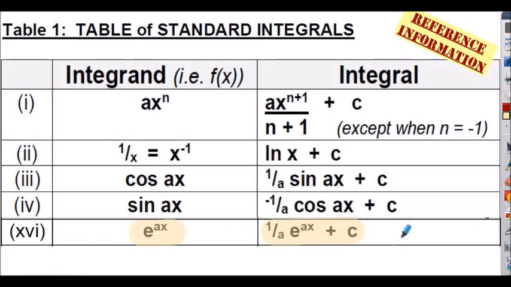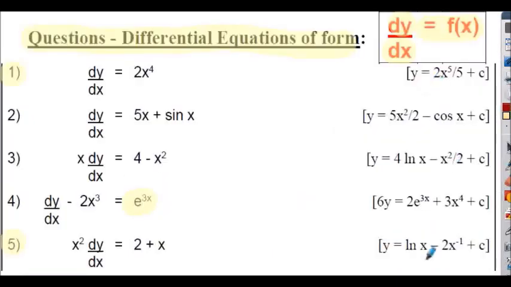Again, we've reviewed exponential functions in previous presentations, and also integration using the exponential function. Note the integral is 1 upon a multiplied by e to the ax, but that can be written as e to the ax divided by a, as shown here. The final solutions to all questions are shown on the right hand side. Notice these are all general solutions because they all contain a constant of integration in the final solution.